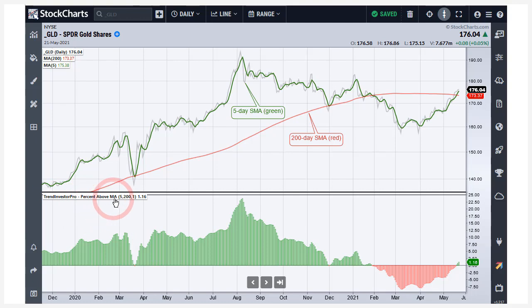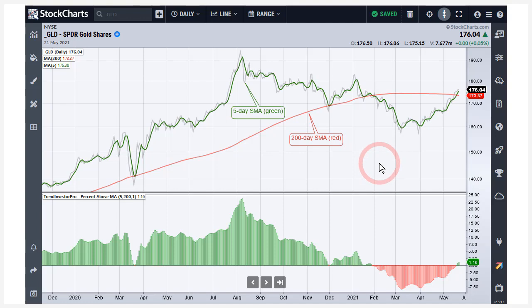And this is percent above moving average. It shows the percentage difference between the 5-day SMA and the 200-day SMA. So it's green when the 5 is above and red when below. And you're still going to get whipsaws. You're not going to remove whipsaws from the equation ever. It's just part of the game.